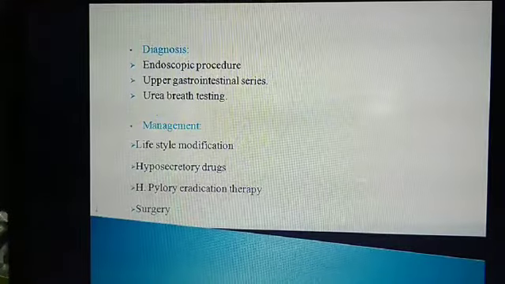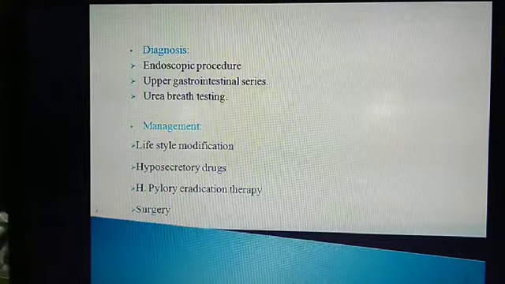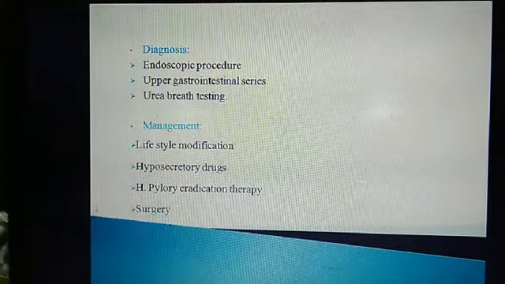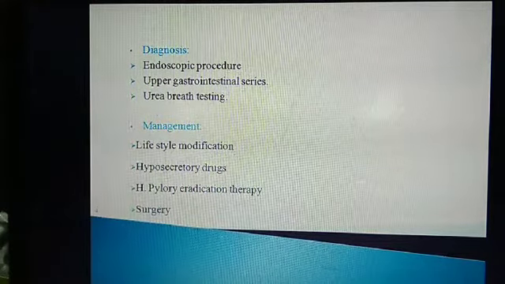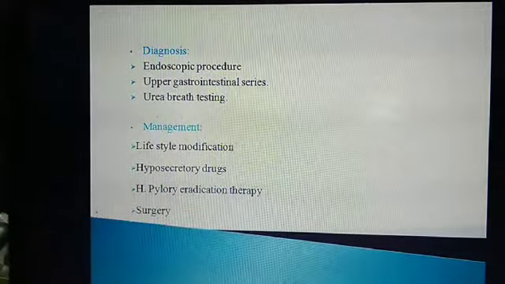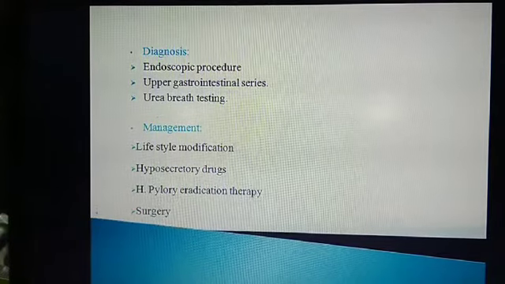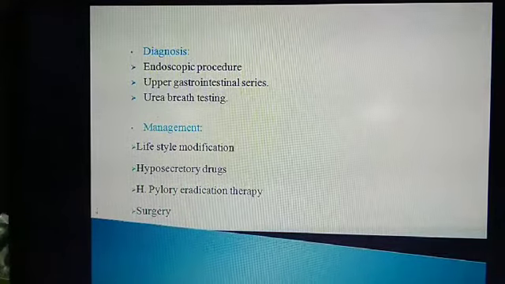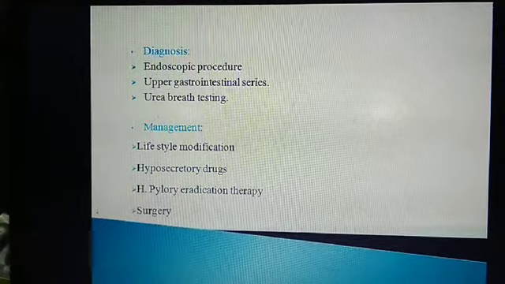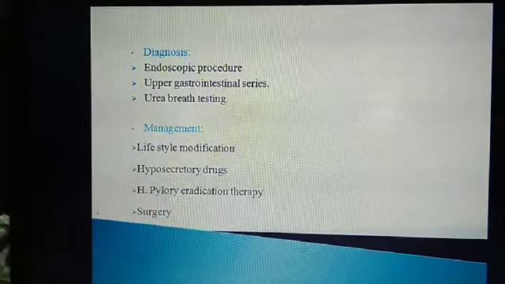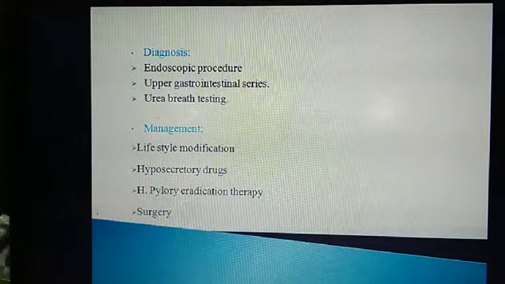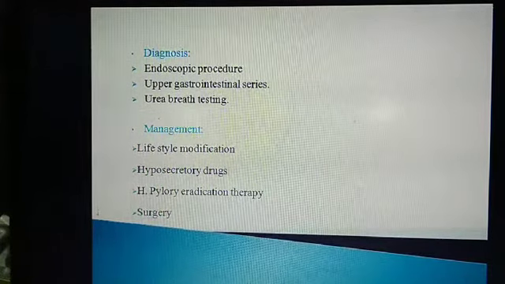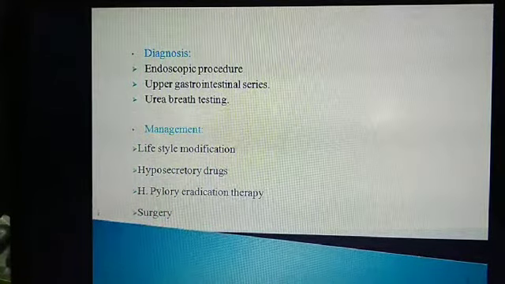Then we will see the diagnosis of this peptic ulcer. Peptic ulcer can be diagnosed by using different techniques. The first is endoscopic procedure, then upper gastrointestinal series, or maybe urea breath testing. These are the tests which can determine whether a person has peptic ulcer or not. Then we will see the management of peptic ulcer.